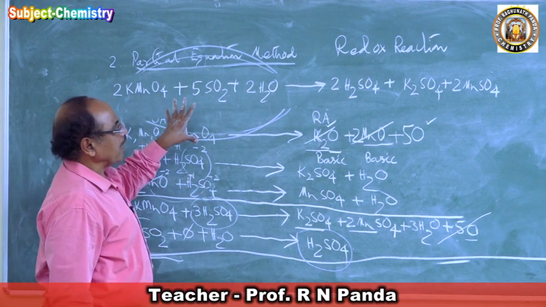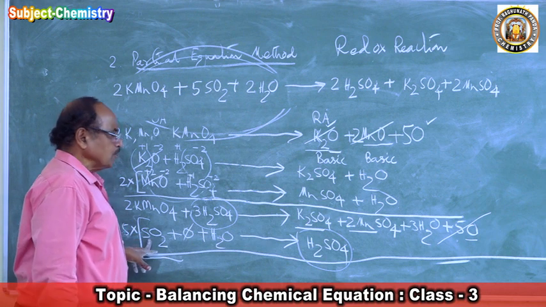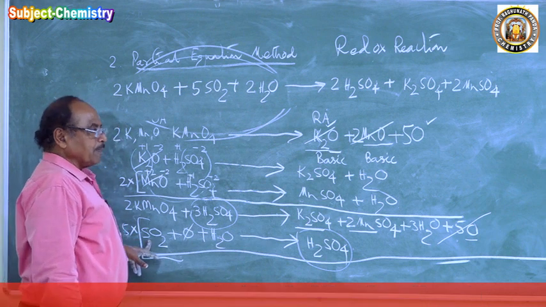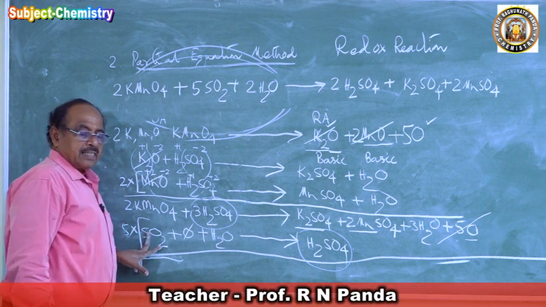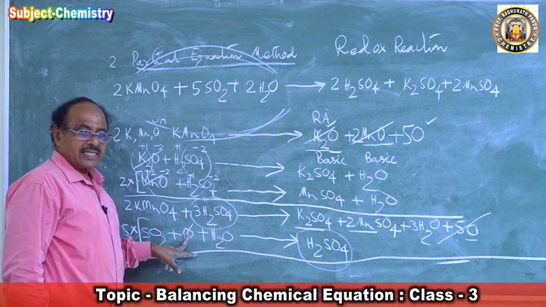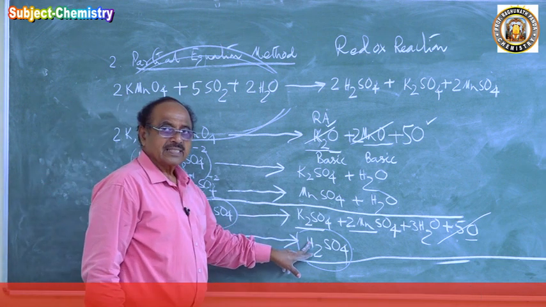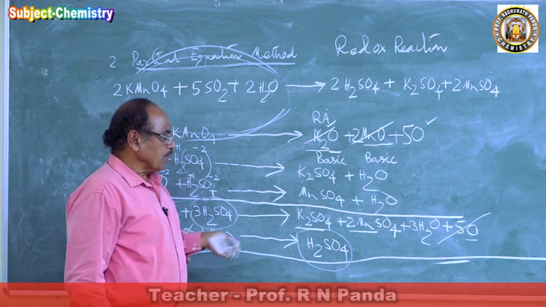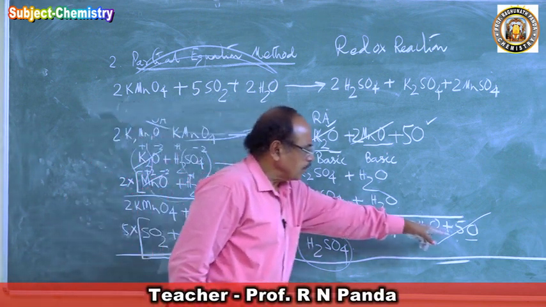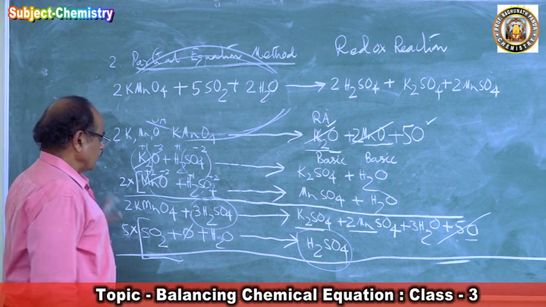This is acidified potassium permanganate. Then they will react with whom? With sulfur dioxide. Sulfur dioxide is an acidic oxide. It will react with O to form sulfur trioxide. Sulfur trioxide is soluble in water to form what? Sulfuric acid. We got it? So now how many O are here? 5O. So we multiply the equation by 5. So the O cancels.